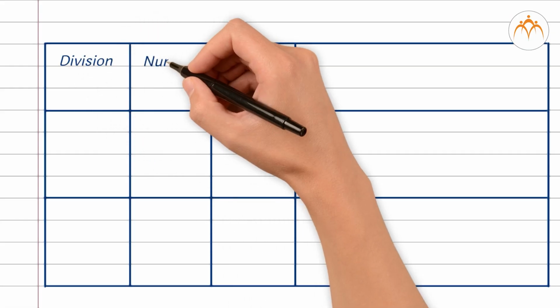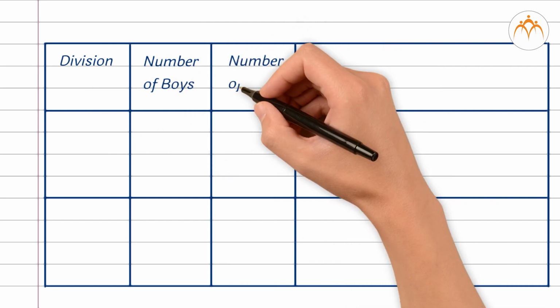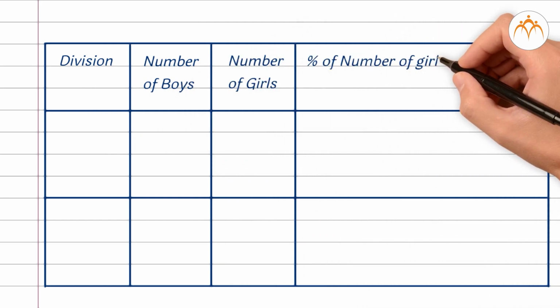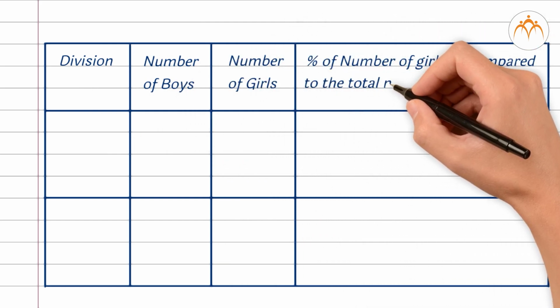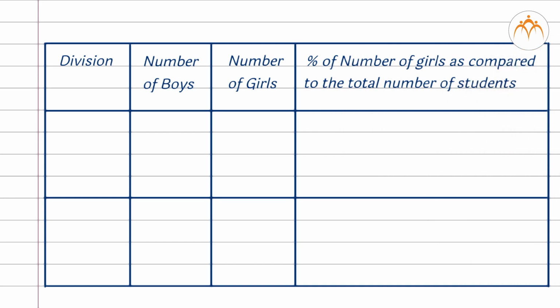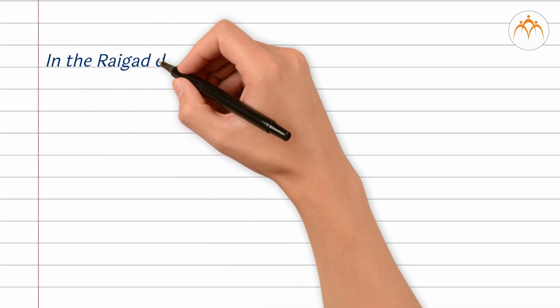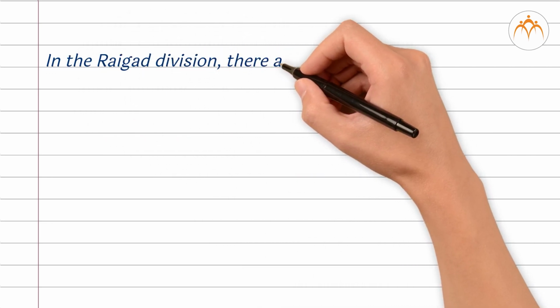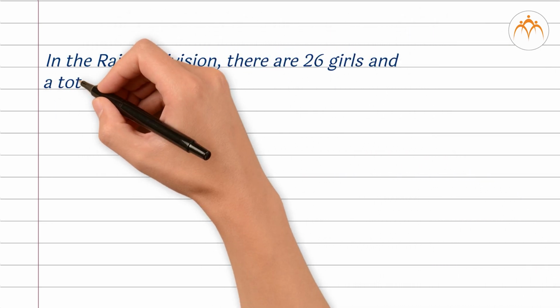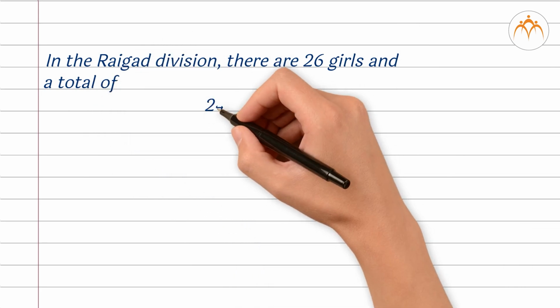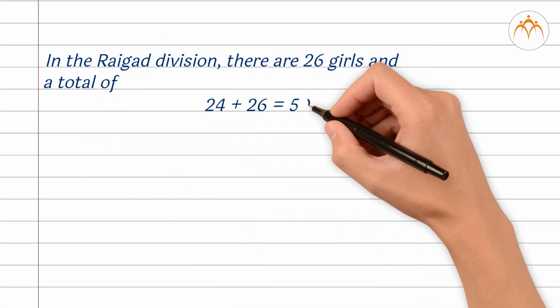So let's see here. As per the division, we will write down the number of boys and number of girls, and as per that, we will try to find out the percentage of girls as compared to the total number of students in that particular division. For example, in Raigad division, there are 26 girls and a total of 24 plus 26 equal to 50 students.